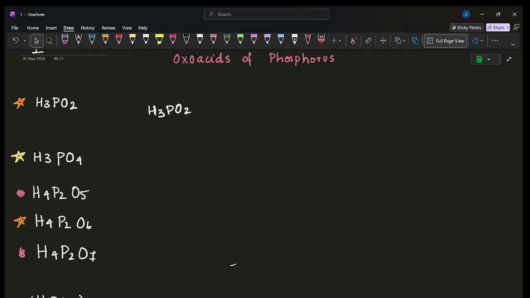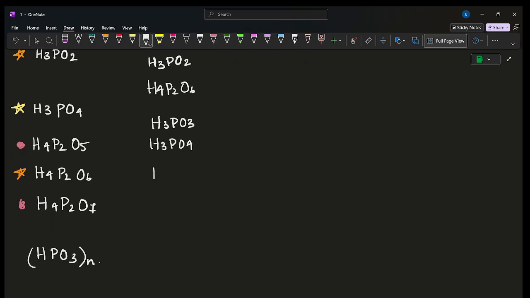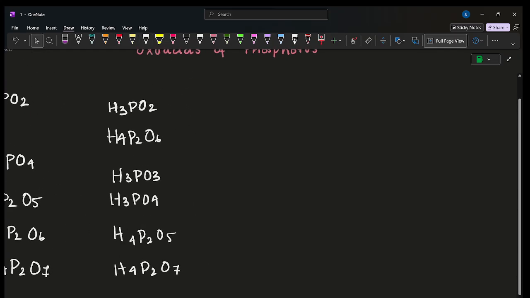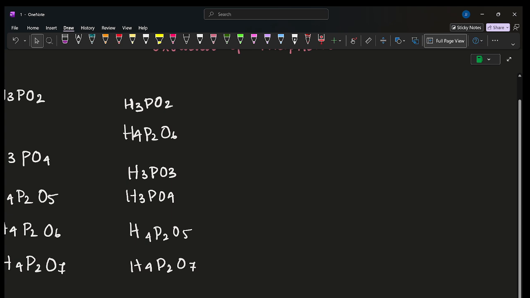Okay. H3PO2, H4P2O6, H3PO3, H3PO4, and then we have H4P2O5 and H4P2O7. You remember it like this. Now let's find out how to remember the names.